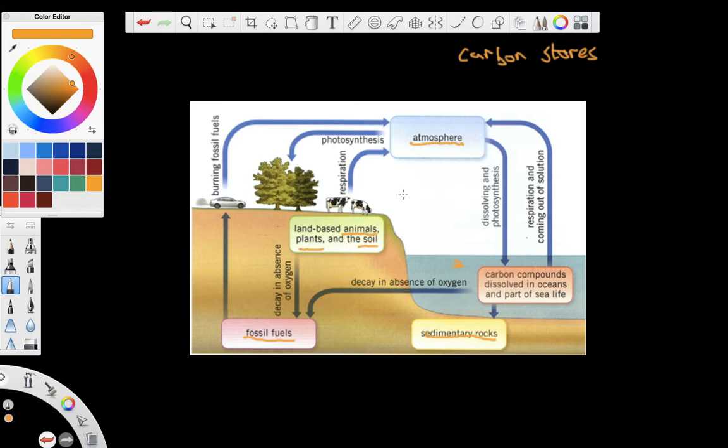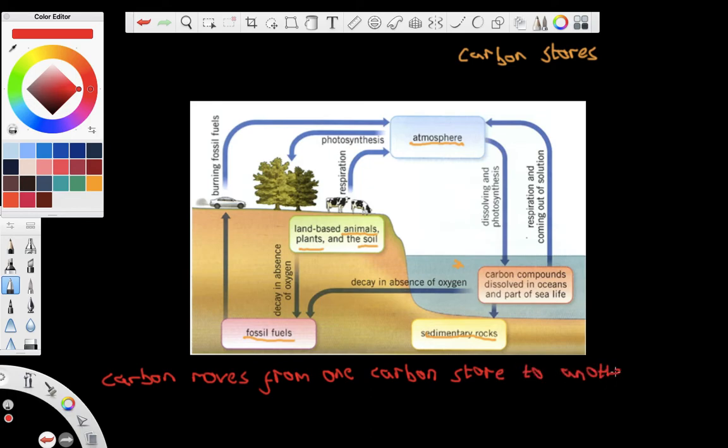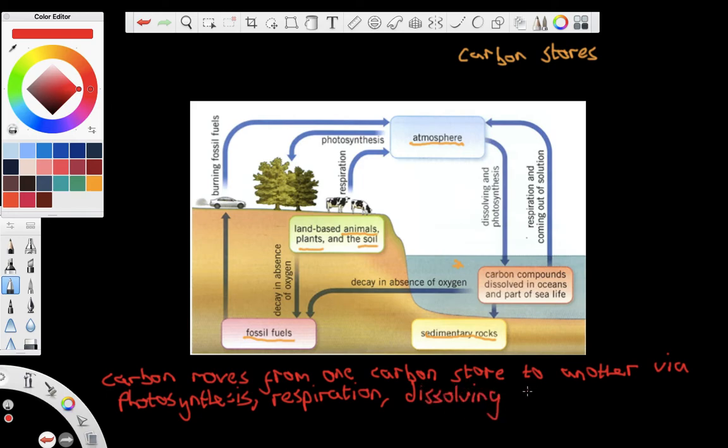Now, carbon moves from one store to another via either photosynthesis, respiration, or combustion. It can also move by dissolving. So we can say that carbon moves from one carbon store to another via photosynthesis, respiration, dissolving, or combustion.